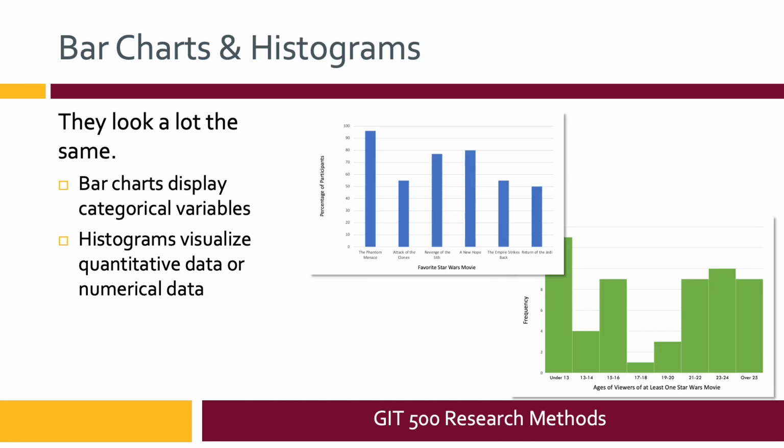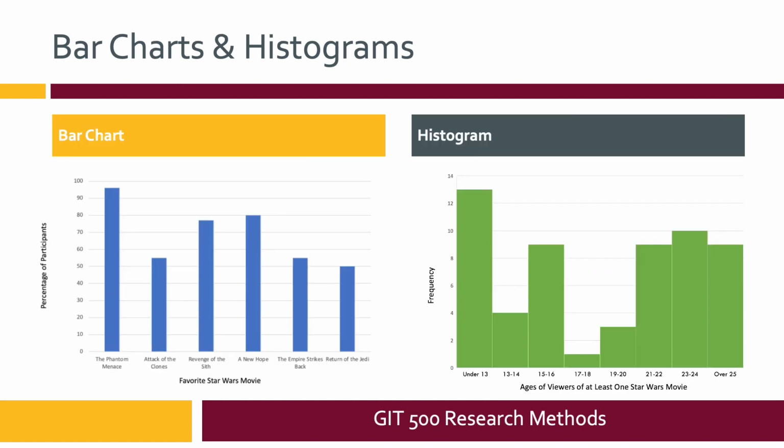Bar charts and histograms look a lot the same. There are slight differences in them. Bar charts display categorical variables, while histograms show quantitative or numerical data.